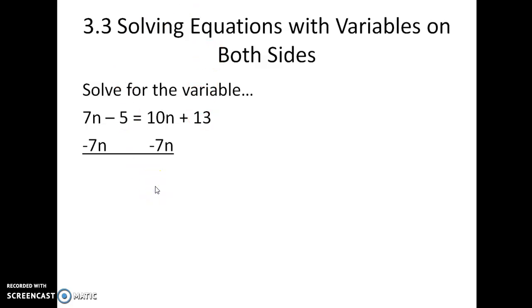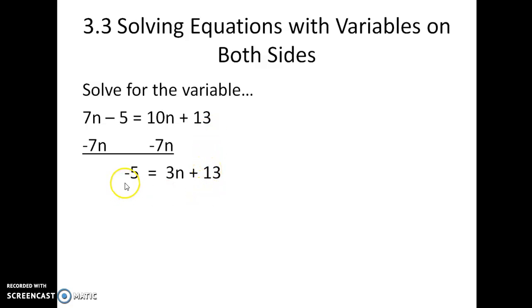I'm going to start by taking this 7n and moving it over to the right side, so I'm going to subtract 7n on both sides. Remember, looking at the original problem, if there's no sign in front of it, that means it's a positive sign, or a plus. What's the opposite of plus? Minus, or subtraction, or negative. It's all the same. Once we do that, the only thing left on the left side is negative 5. On the right side, 10n minus 7n leaves you with 3n. And then we also have this plus 13 that we drop down.